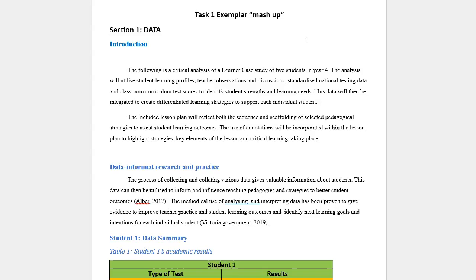But note the coherency between the data discussion, the tabulation of it, the strategy elaboration linked to the student, and then the lesson is really using annotations and headings and phases of the lesson to demonstrate the strategies you just described prior to the lesson. So I hope this is helpful for you.